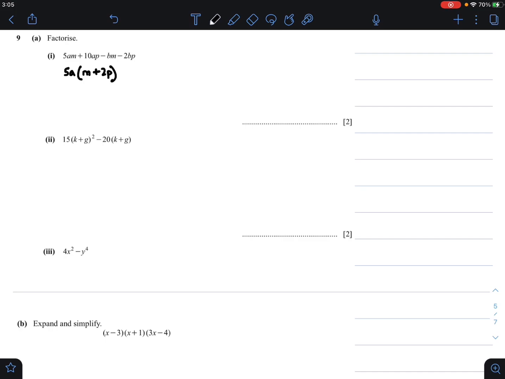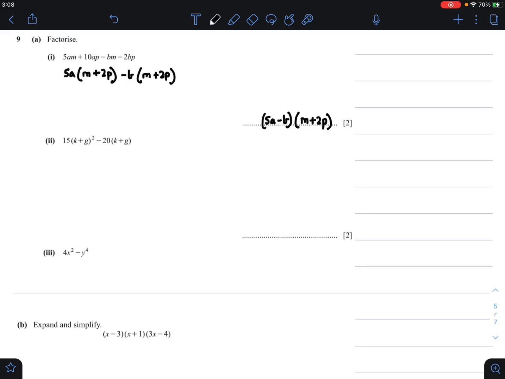between the second two terms, what is common is minus b. And you have to remove something common such that the two brackets that we make should be exactly the same. So, negative bm divided by negative b is equal to m, and negative 2bp divided by negative b is equal to positive 2p. Therefore, your final answer for part A1 would be 5a minus b multiplied by m plus 2p.